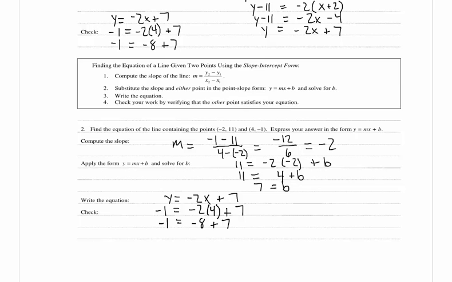And if you notice, the points that were given in both problems were the same, and the only difference was which method we used to get the answer. And we got the same equation, y is equal to negative 2x plus 7 for both of them.